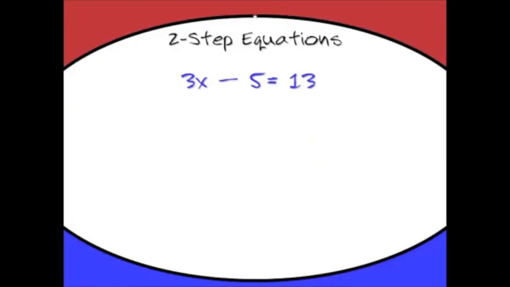Let's try one that takes some patience. I'm talking about a two-step equation like 3x minus 5 equals 13. Start on the side with the x, you see. First thing I'm gonna do is get rid of 5. The inverse operation is addition, right? Do the same thing to the other side and bring down 3x and the equal sign.